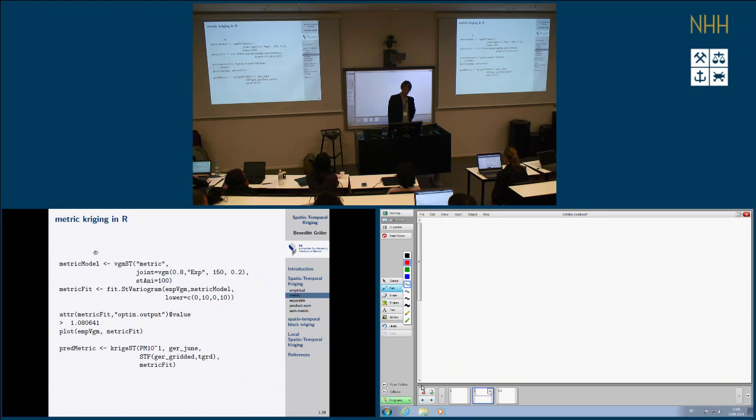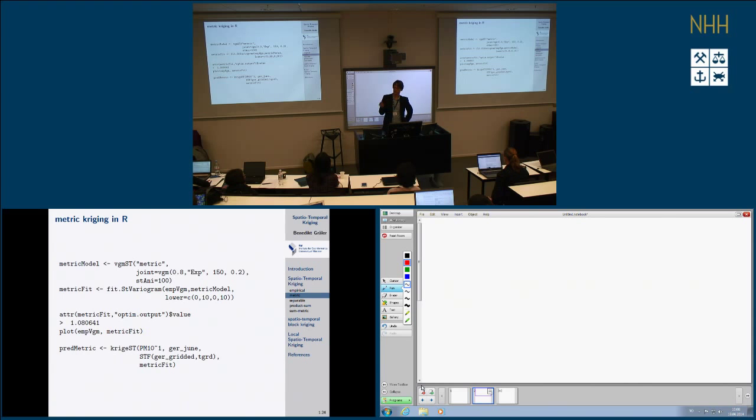We try to follow the notion of the spatial cases. So we again have to provide a potential model first. We define a metric model that we would like to optimize, and the fitting strategies. And the metric model has only a joint variogram, so the same variogram for space and time. And these variograms can again be any variogram that we have seen from the spatial case.